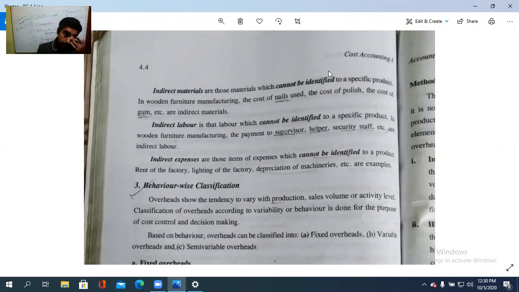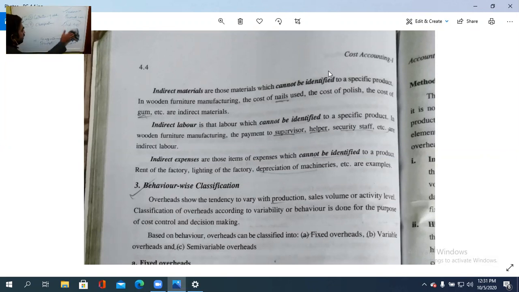Indirect material means materials that are not directly traceable, which cannot be identified to a specific product. While indirect labor means the labor that cannot be identified to a specific product. While indirect expenses are items of expenses that cannot be identified to a particular product. So that is the element-wise classification.